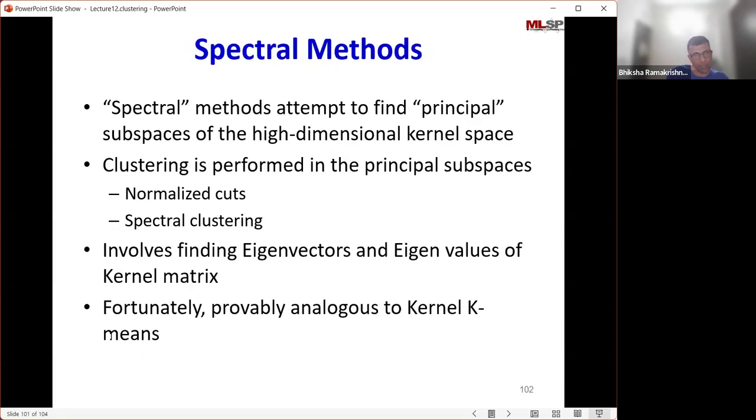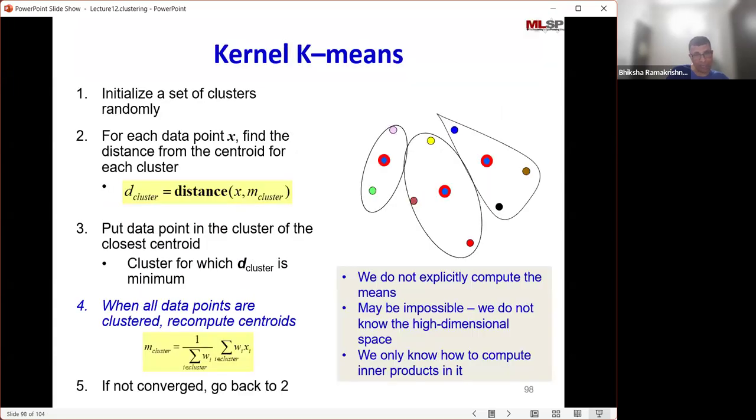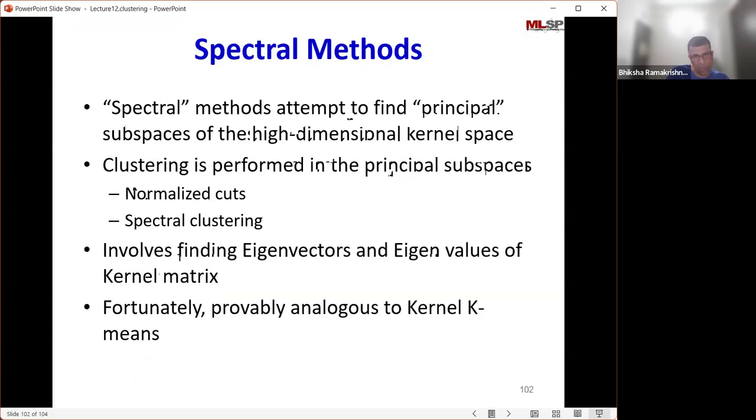So kernel methods are just one way of coming up with non-convex clusters. There are other methods. Spectral methods try to find principal subspaces in the high dimensional space, and clustering is performed on the principal subspaces, so things like normalized spectral clustering. And this involves finding eigenvectors and eigenvalues of the kernel matrix, but fortunately, all of this is provably analogous to just the kernel k-means that we just saw. So it's more about efficiency than concept.